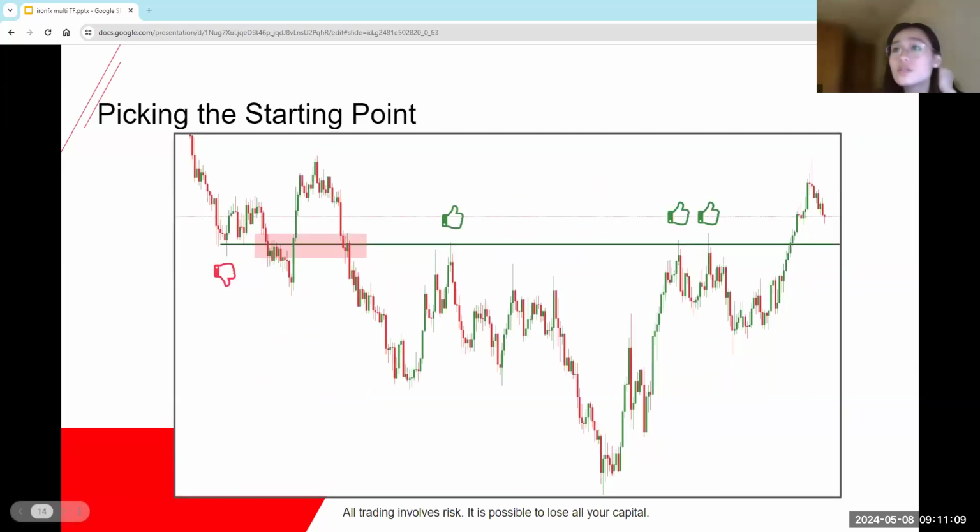Here's another example. This entire area is way too messy because it cuts too many bodies of candlesticks. Okay, so we just want to intersect the wicks and we want to avoid cutting the bodies of candlesticks. Okay, let's look at another example.